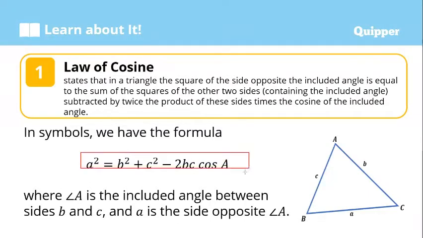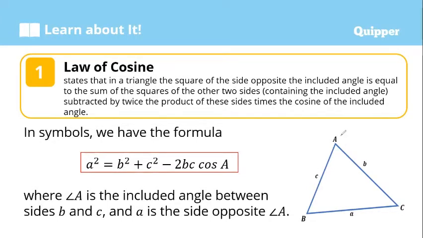In symbols, we have the formula a squared is equal to b squared plus c squared minus 2bc times cosine A, where angle A is the included angle between the sides B and C, and A is the side opposite angle A. That is the definition of the law of cosine.